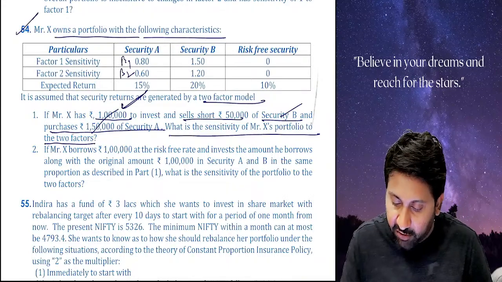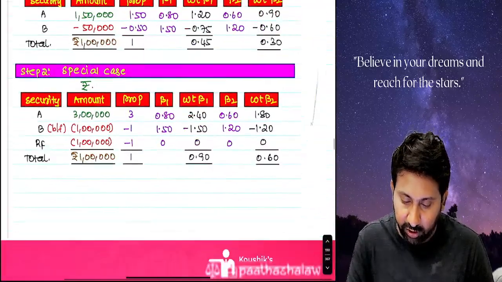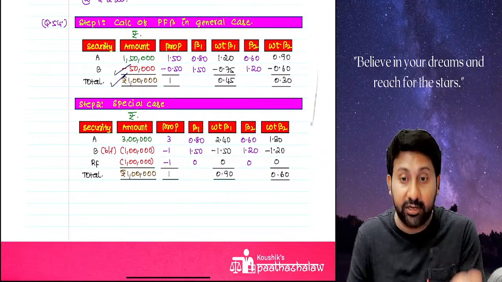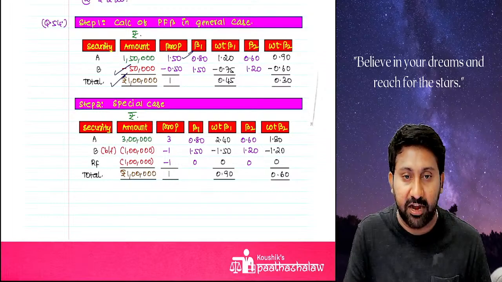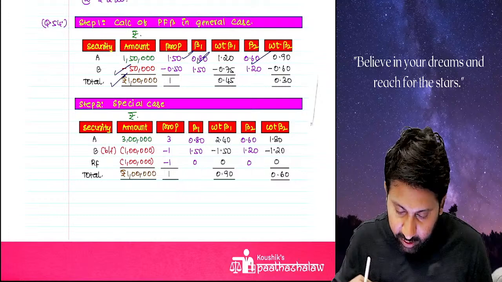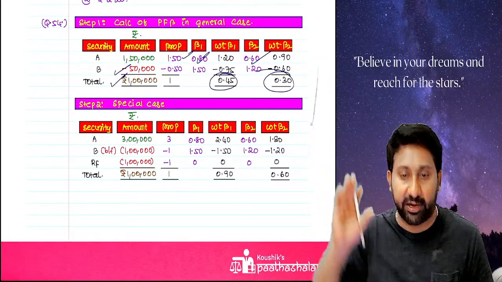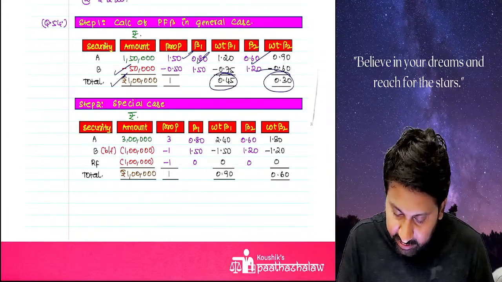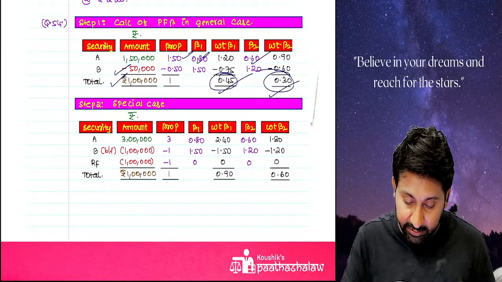What is the sensitivity of Mr. X's portfolio to the two factors? What I have done is I have 1 lakh, I short sold 50,000, totally 1 lakh 50,000, and I invested in A. That means a 1.5 proportion invested in A. Beta is 0.8 for factor 1 and beta is 1.6 for factor 2. If you multiply, you get 0.45 and 0.3. This is the beta for the two factors, for securities A and B. This is the overall portfolio beta.